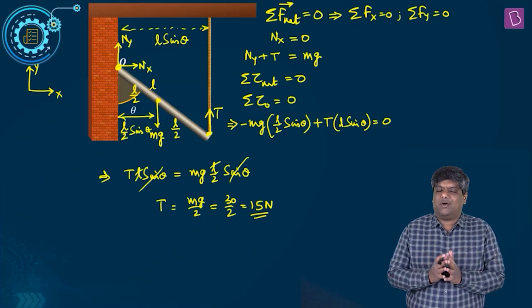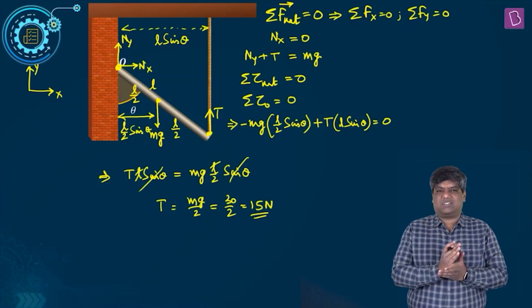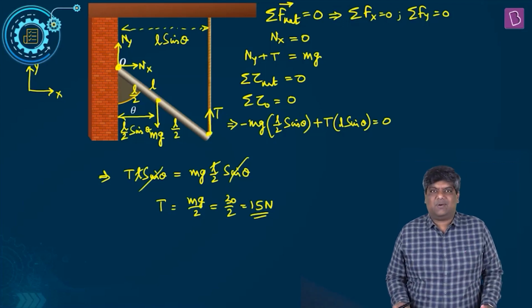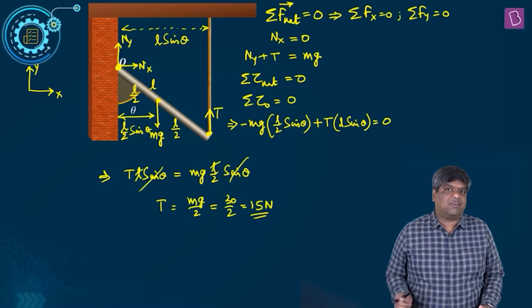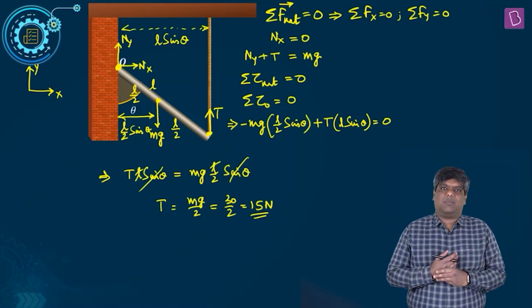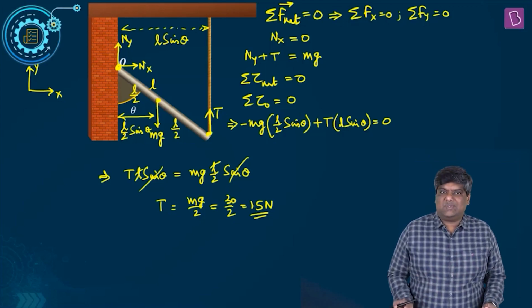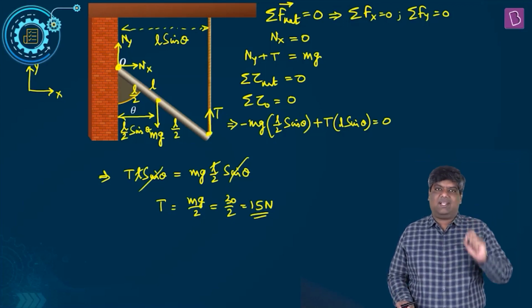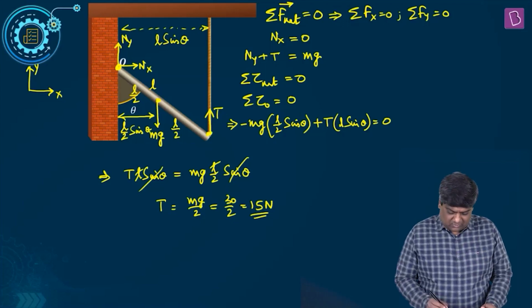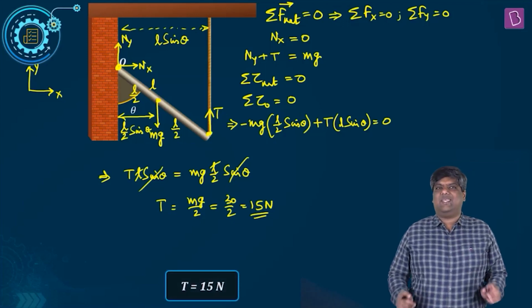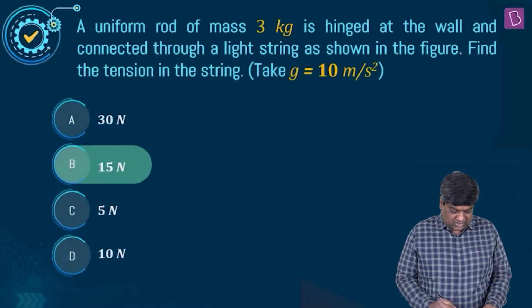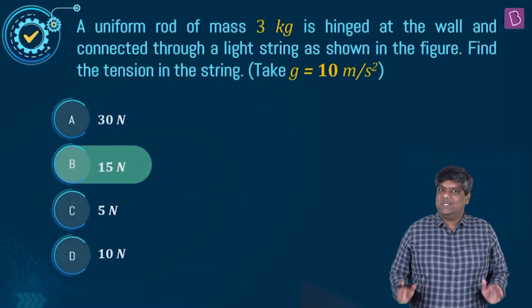We used the idea of equilibrium. Net force must be 0. Vector sum of all the forces acting on the system must be 0, and net torque about any given reference point must be equal to 0. So all the equilibrium problems can easily be solved by using these two conditions, which are the required necessary conditions for any system to be in equilibrium. Correct? So what is the answer we have obtained? T is equal to 15 Newton. And which is the option that supports our answer? Well, it is option B.